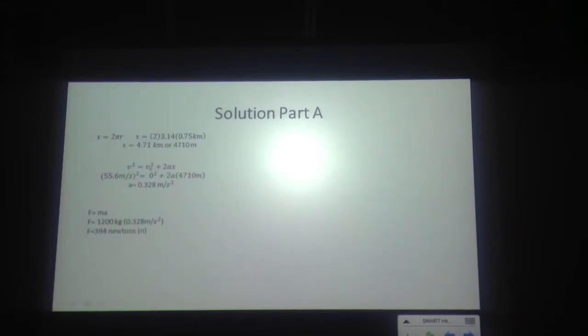And there we have the solution to part A. X turns out to be about 4,710 meters. With that, we find a to be about 0.328 meters per second squared. And with all that put together, we get the force acting on the car as 394 newtons. So now let's go on to part B.